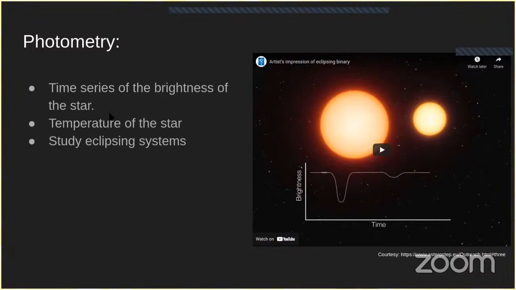This cannot be directly done through the time series. Instead, you use something called SED, which is a spectral energy distribution. So it kind of gives you an idea where the highest emission is in the wavelength region, and through that you can estimate what star you are dealing with. It helps in studying eclipsing systems, as the example showed. I'll show you why.